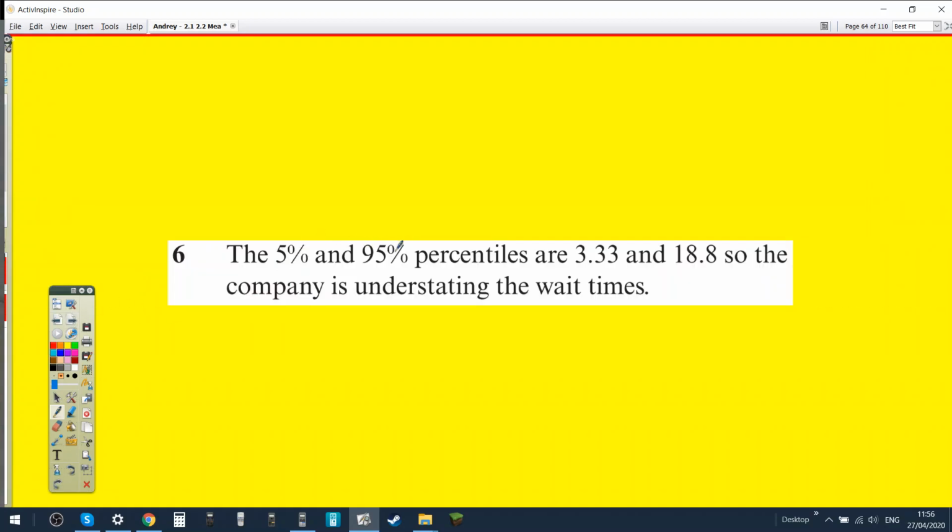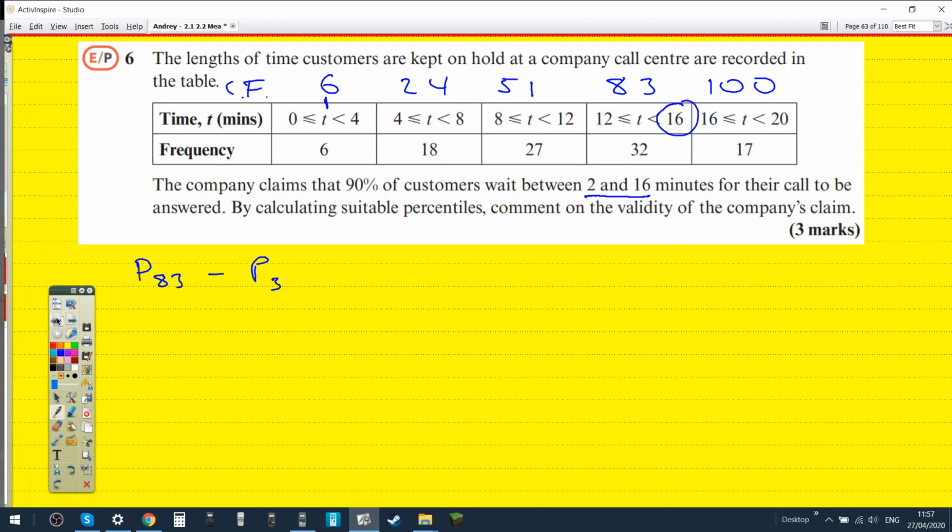I think the 5th and 95th percentiles, and that's the company's understanding. Oh no, that's silly. So 5th and 95th, so I suppose this only gives 80%. They really didn't word that clearly. The company claims 90% wait between two. So it could be 0 to 90. They went with 5 to 95. They could go 10 to 100.